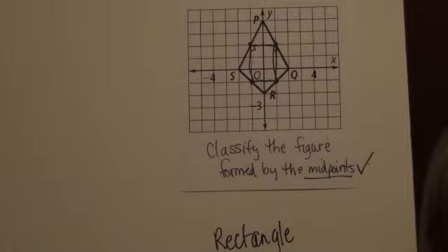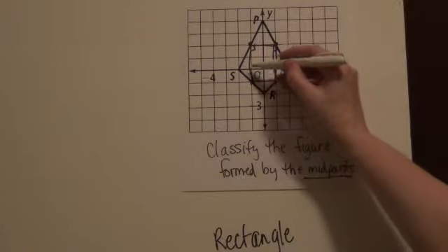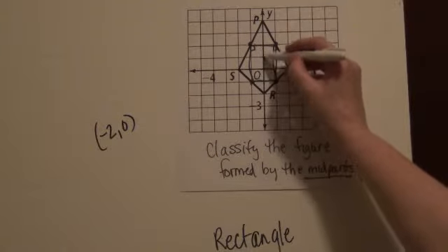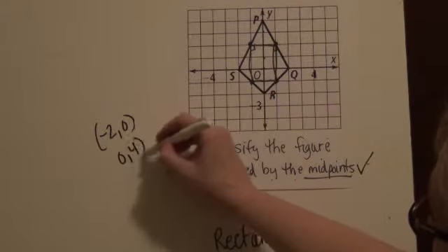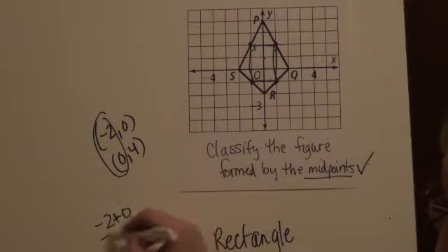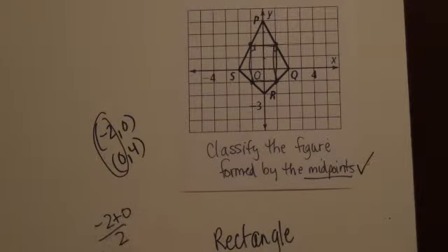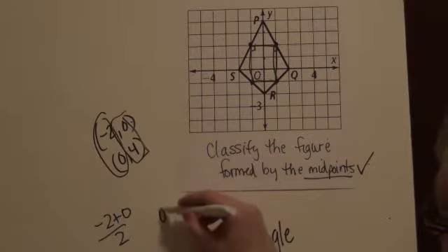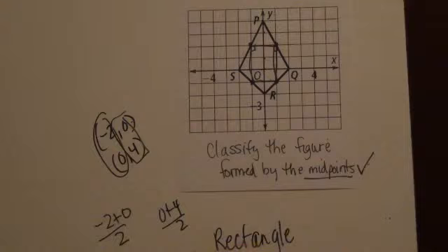And I can see that the figure formed there is a rectangle. Can you see that? But let's review how to find the midpoint in case they're not nice enough to put it right on the spot for you. First thing I would do is I would come over here. This is -2, 0. And this one is 0, 1, 2, 3, 4. So to find the midpoint, I first look just at the x's. And I add them together. And divide by 2. Okay? So -2 plus 0 is -2. Divided by 2 is -1. Now I just look at the y's. 0 plus 4 divided by 2 is 4 divided by 2, which is 2.